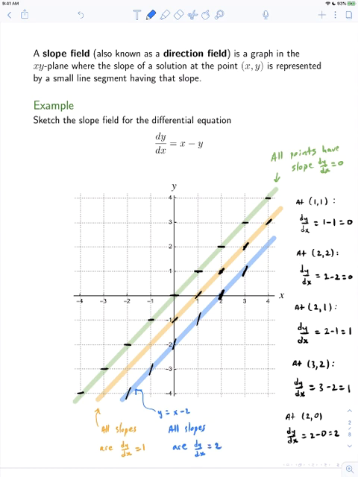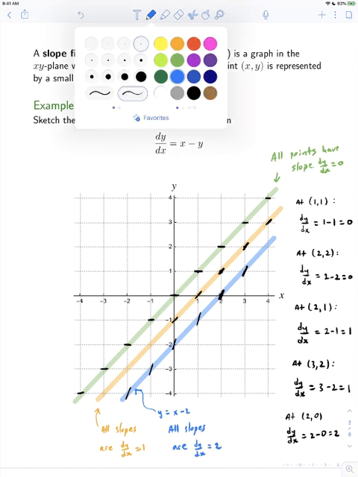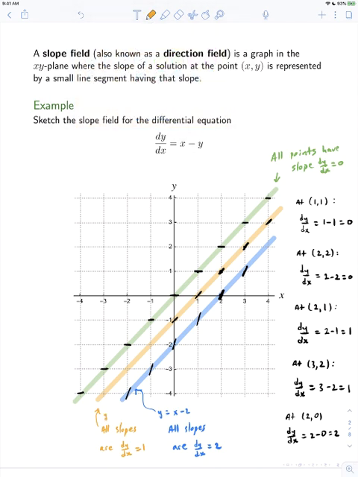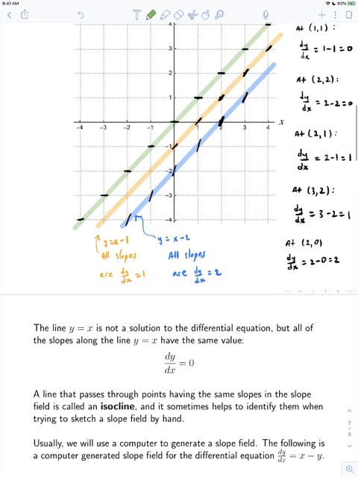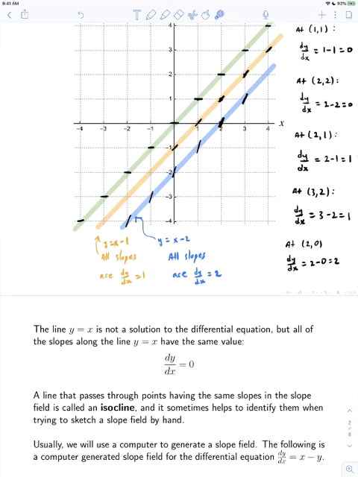So there's a name for these kinds of curves. This one is y equals x minus 1. The green one that we started with is y equals x. There's a special name for lines like this, or even just curves generally. So let's move on to the next page.